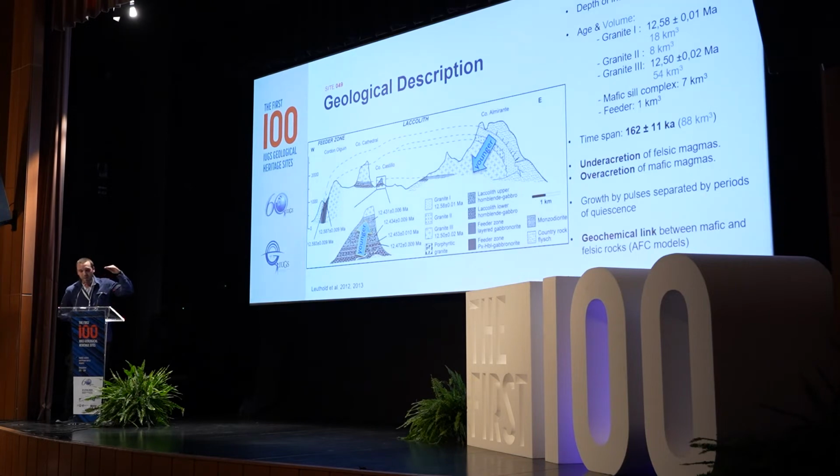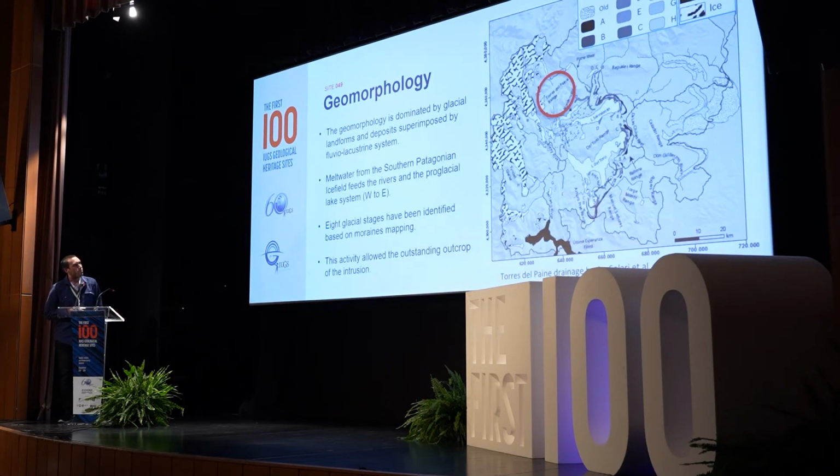So the younger intrusions were emplaced below the olders, and the opposite with the mafic magmas by over-accretion. So the mafic magmas were accreted over the younger over the olders. And there's a clear geochemical link between these two suites of rocks according to AFC models. Well, but this is not spectacular just because of petrology.